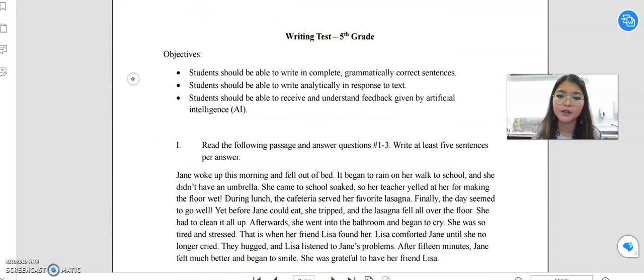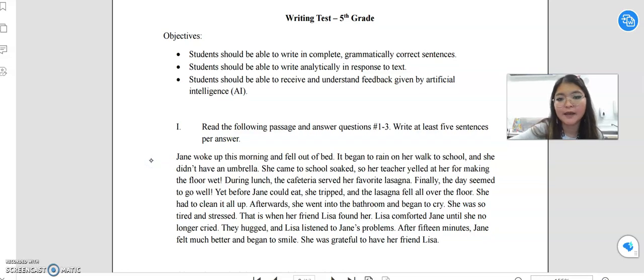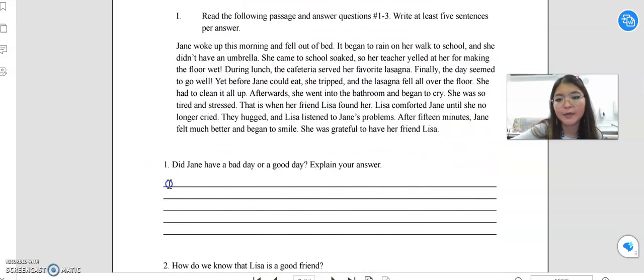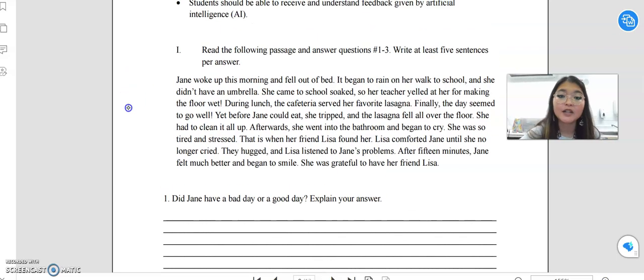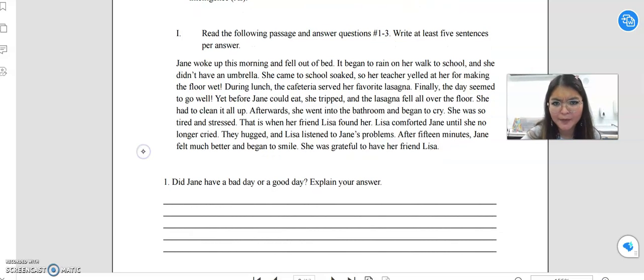For my writing test, it is for my fifth graders, and even in my ESL classroom, I usually do writing assessments more for my older kids, just because for my younger kids, it's a little harder when they can't even read. So for the writing test, those are my objectives. They have to be able to write in complete, grammatically correct sentences, and I actually did use this assessment with one of my groups of students, and it went really well. I was really happy with it.